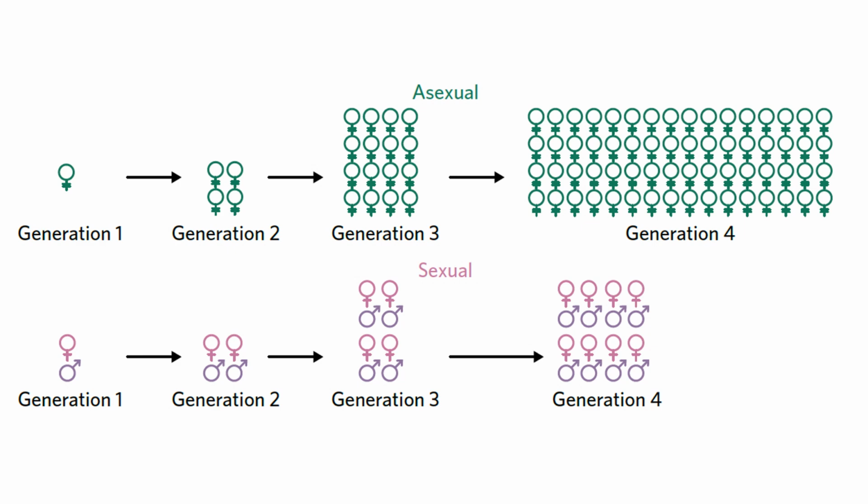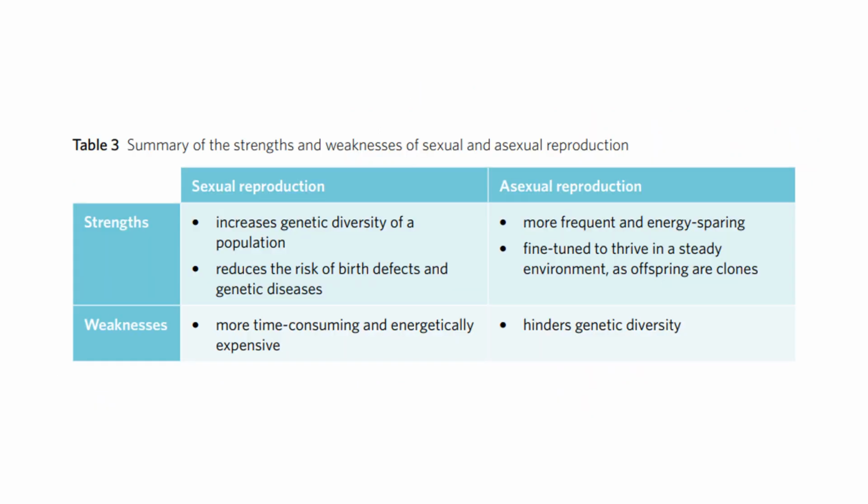Here is a little summary of the strengths and the weaknesses of sexual and asexual reproduction, because I wanted you to think about the biological advantages and disadvantages of each type of reproduction that we went through. For sexual reproduction, some of the strengths are that it increases genetic diversity and it reduces the risk of birth defects and genetic diseases. Whereas a weakness would be it's very time consuming and energetically expensive. You think about those elephants that have a gestation period of 90 something weeks. That's very time consuming and costs a lot of energy.